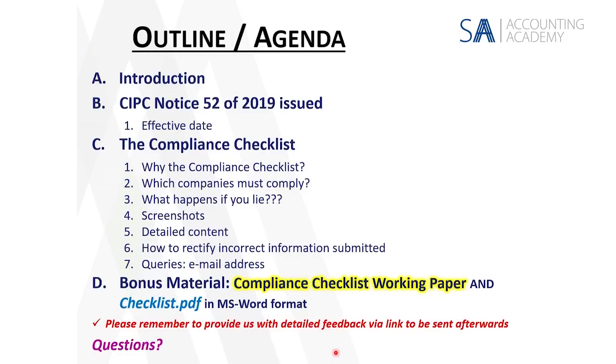All right. On the agenda, you'll see we're going to start with the introduction. We're going to start off with a base notice, where we heard about this checklist for the first time, and what the effective date is. That's the most important. And then we're going to look at the actual compliance checklist, because you can't see it. It's not a document that you download from anywhere. It's a document that you complete online. So I've given you the why, which companies have to comply, and what happens if you lie. Let's look at some screenshots, look at the detailed content, how to fix something if you've submitted something incorrect, and who to phone, your phone a friend if you want to send an email.